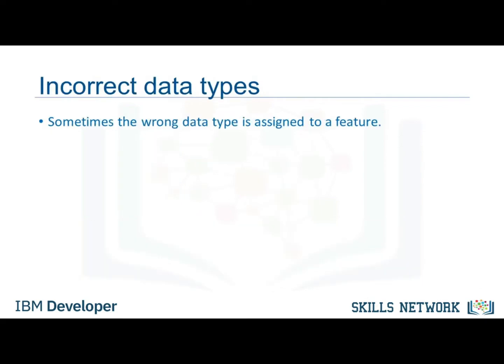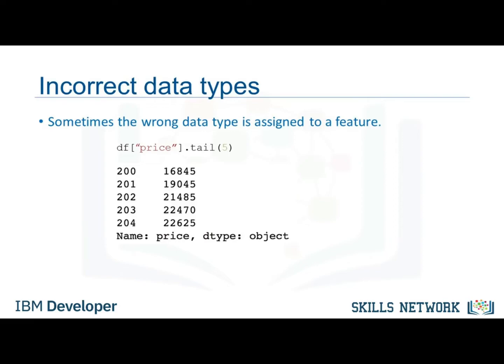For a number of reasons, including when you import a dataset into Python, the data type may be incorrectly established. For example, here we notice that the assigned data type to the price feature is object, although the expected data type should really be an integer or float type.